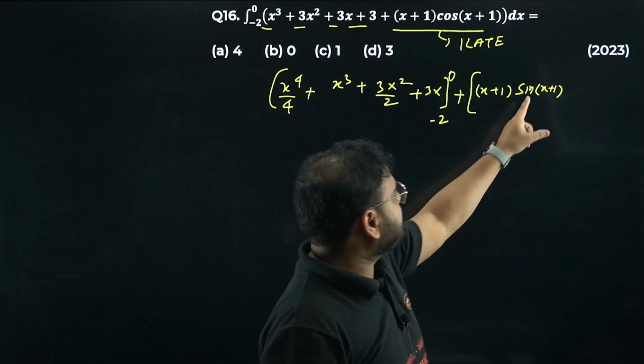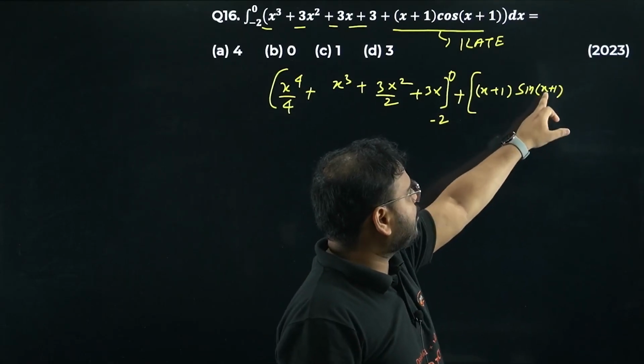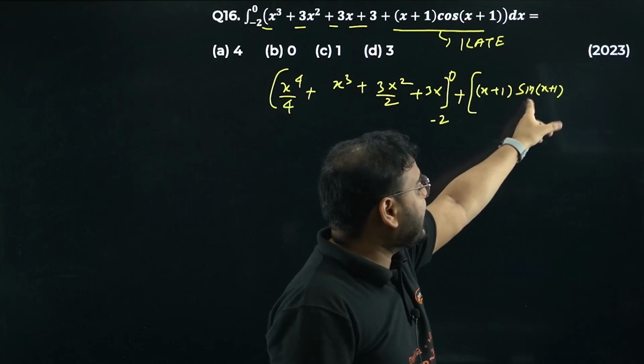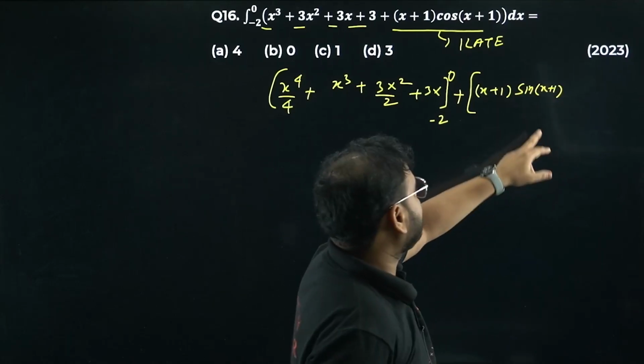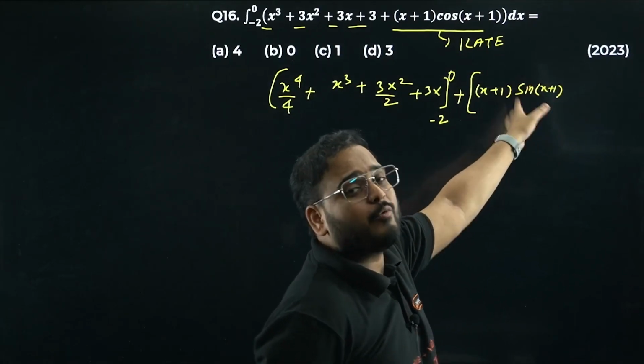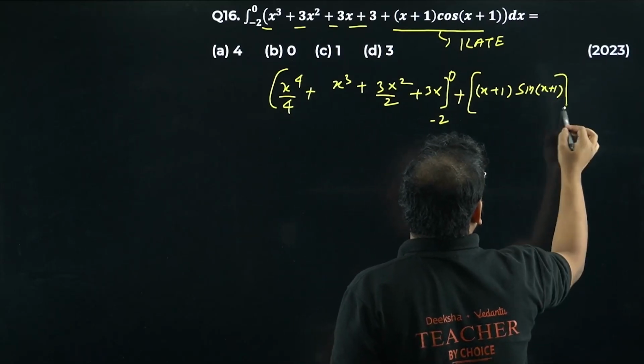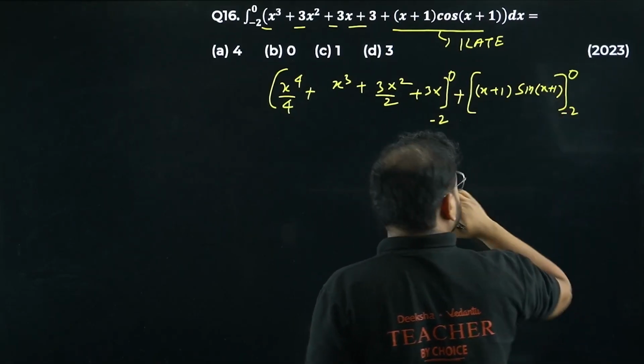Please check. And for this condition, what do you have? Sine, the coefficient of x is 1 only. So we don't have to divide anything over here with sine. If you had sine 2x, sine 3x, sine 4x plus 1, you divide by 2. But we have only x, so we don't have to divide by 1. And the limit for this will be from where to where? Minus 2 to 0.